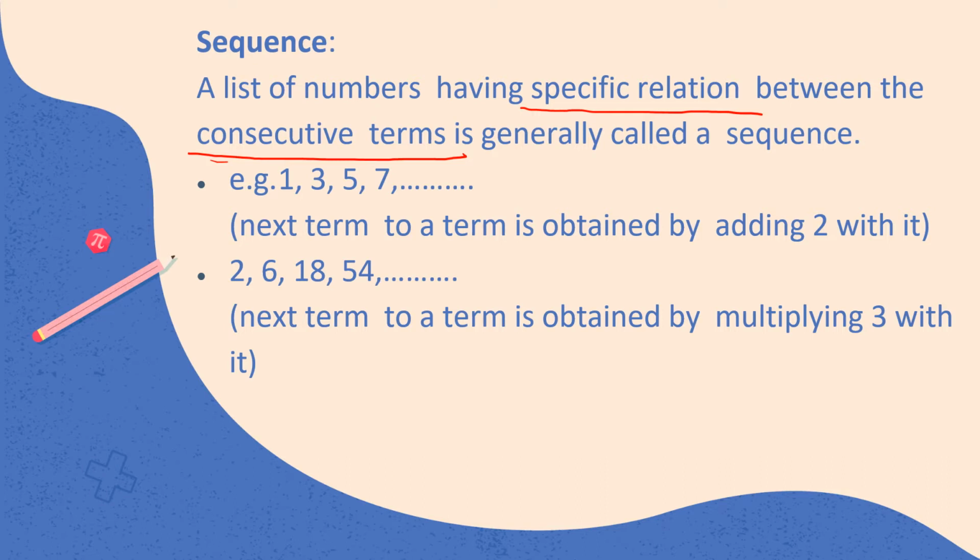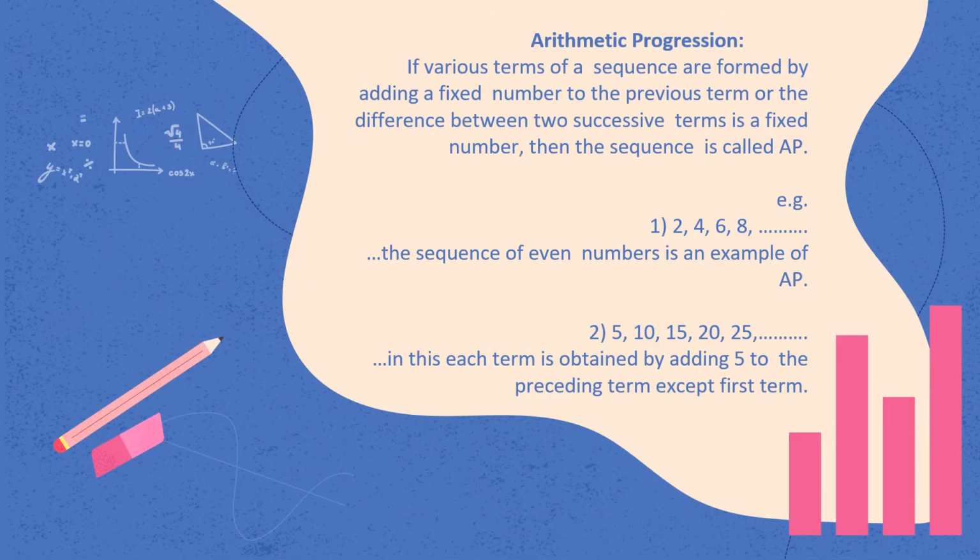Would we call this an AP? No, we would not. You know the difference now. So AP, arithmetic progression, has a definition: if the terms of a sequence are formed by adding a fixed number, and we saw that number was 2 in the sequence 1, 3, 5, 7, to the previous term, that is, the difference between two consecutive terms, 3 and 5, 5 and 7, is a fixed number, which was 2, then the sequence is called an AP.